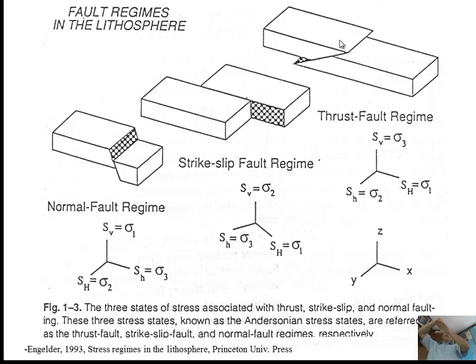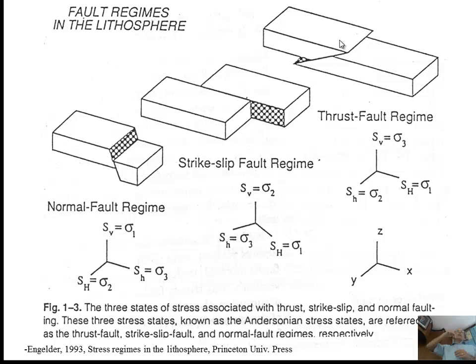So that means the rest of the stress tensor has to be rotated to be parallel or perpendicular to it. And so we can identify these regimes of normal and thrust faulting depending on where the maximum compression is. Almost always the vertical stress is gravity, the weight of the rocks.